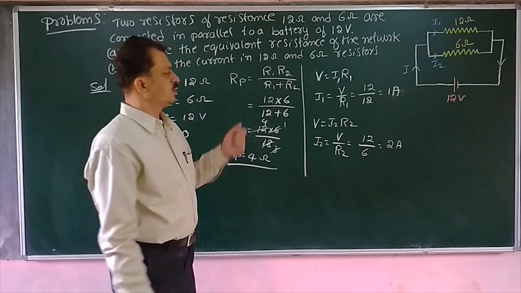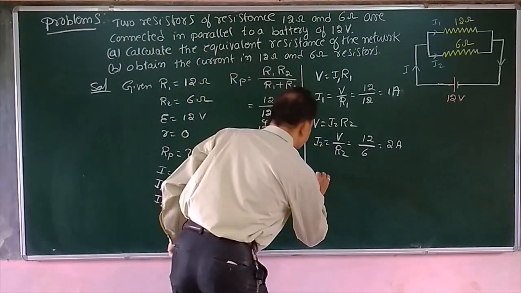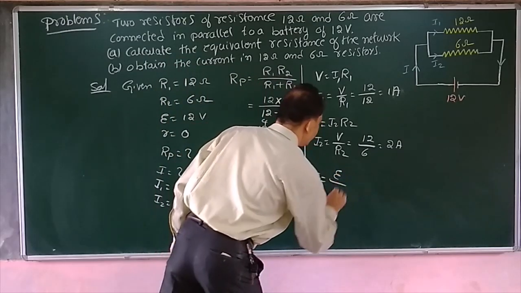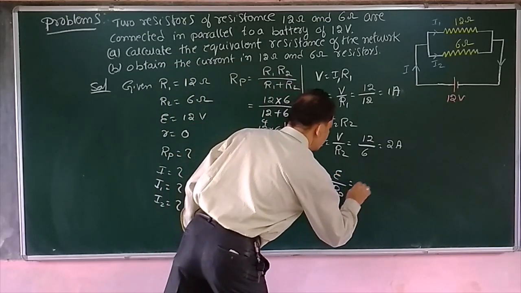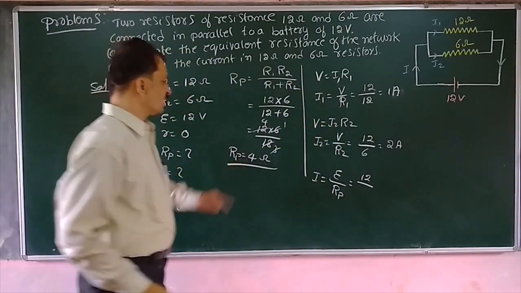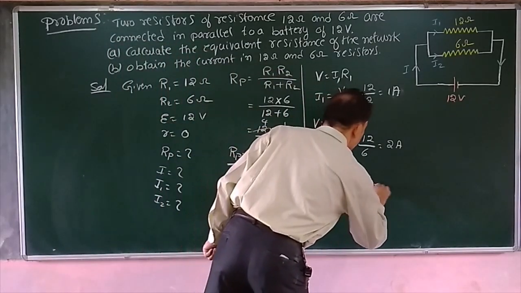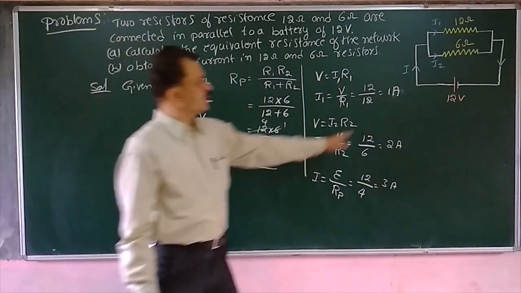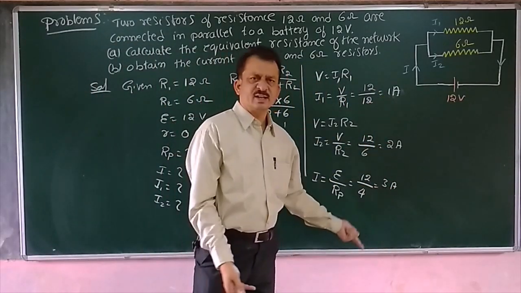So how do you work out the total current? In this case, total current is equal to EMF divided by Rp. Now EMF is 12, divided by Rp, which we just calculated as 4. Therefore the total current is 3 amps. Here we have worked out 1 plus 2, that is 3 amps.